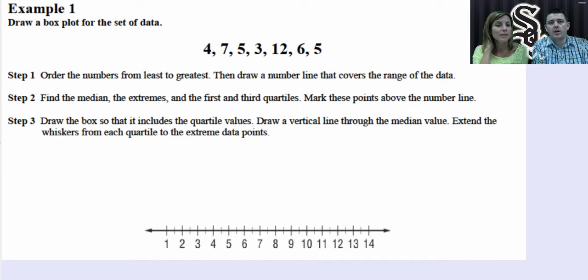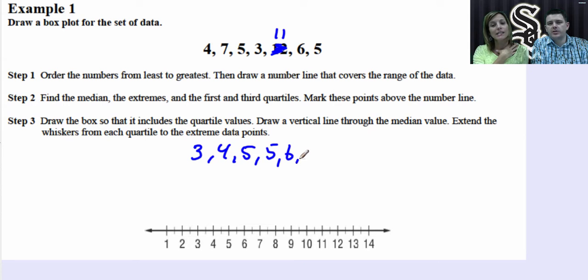Okay, our steps. Step 1, we're going to order them from least to greatest. And then, in order to graph it, we have to have every single number on a number line, whether we're going to use it or not. We need to make sure that it covers the range. In this problem, we want you to cross off the 12 and make it an 11, and we'll discuss later on why we did that. So first step is put them all in order. So I have 3, 4, 5, 5, 6, 7, 11.